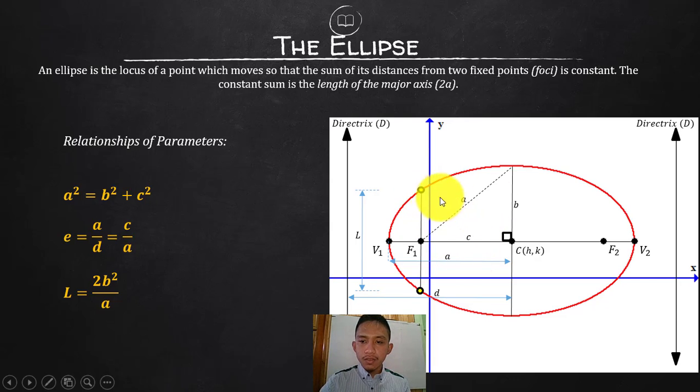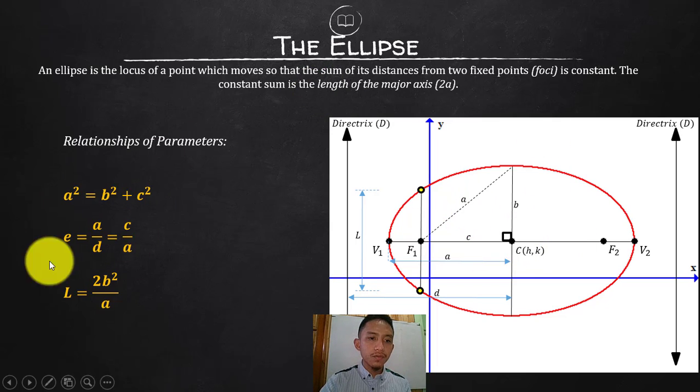Actually, if you try to create another right triangle here, which I did not show, and solve for whatever distances and so on, you will end up with this formula: the latus rectum is equal to 2 times the square of the semi-minor axis, all over a. Those are the equations we will use to determine the rest of the parameters in the ellipse.